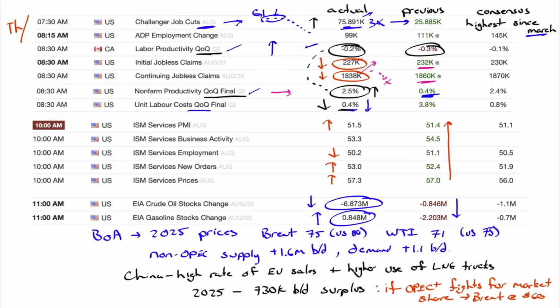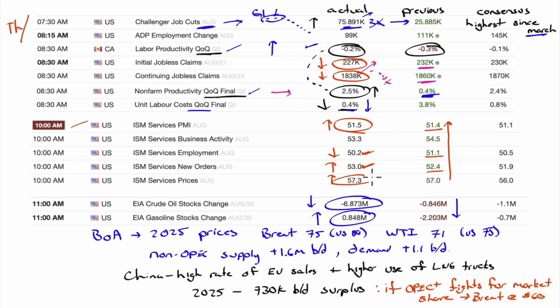Going to 10 o'clock here, ISM services. This is for August, 51.5. Previous month, 51.4, and that was an upgrade to 51.4. So continued expansion in services. Employment 50.2, call that flat month over month. This was upgraded to 51.1, but we can see that at 50.2, it's still expansion, but it's slowing expansion. New orders, this is good, 53. This was 52.4, so not only expansion, but expanding expansion, if you want to use that term.